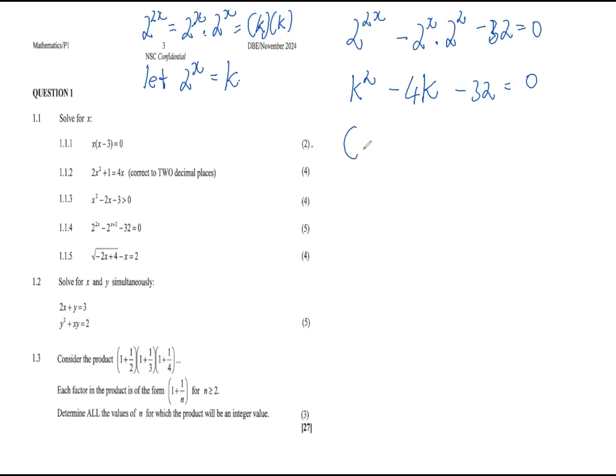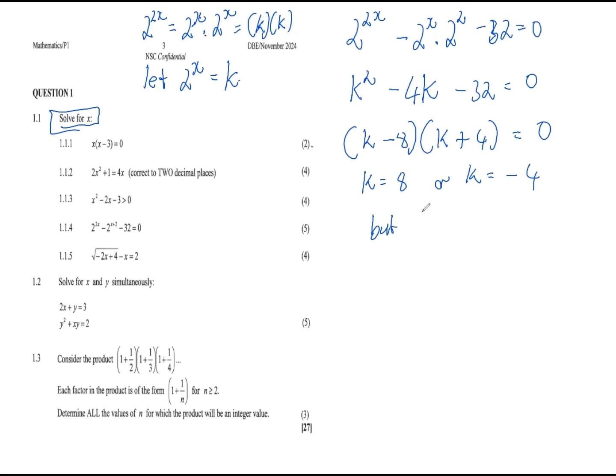So I am still going to factorize this the way I did, k minus 8, then k plus 4 is equal to 0. Now my k is either equal to 8 or my k is equal to negative 4. But now I have to remind myself that, remember, k was not what I was initially calculating. k was just only a scapegoat for now, right? What I'm trying to calculate is what? x. I'm trying to solve for x. So I have to say, but k is equal to 2 to the exponent of x.